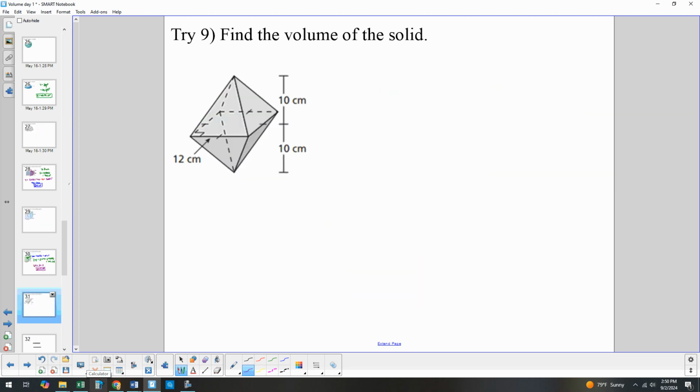So this is the last one for you to try. Answers are posted online, but that is the end of day 1 of volume sections 11.4 through 11.8.